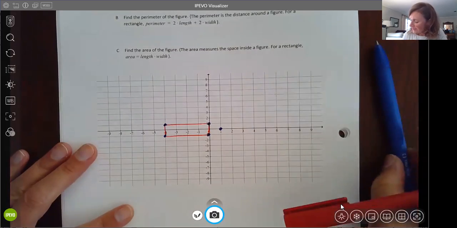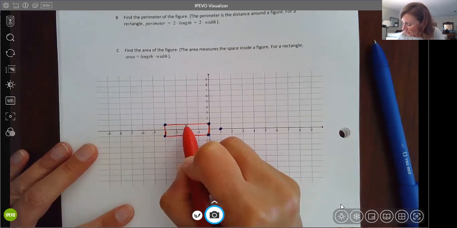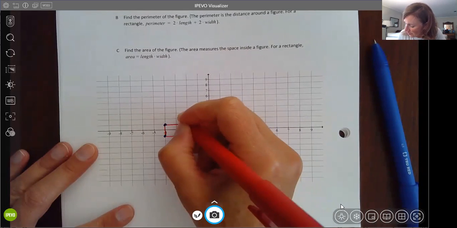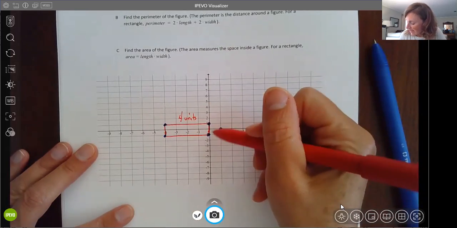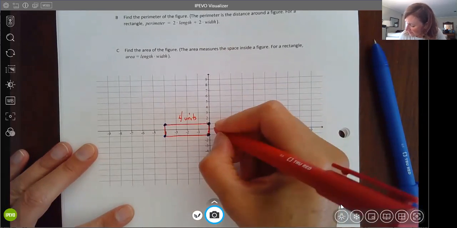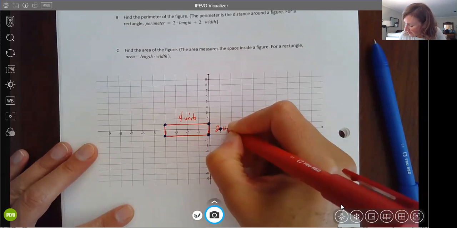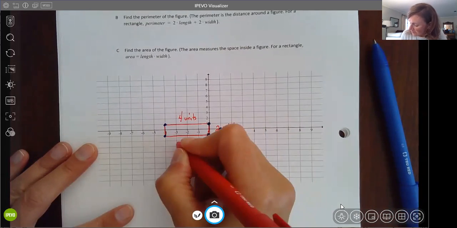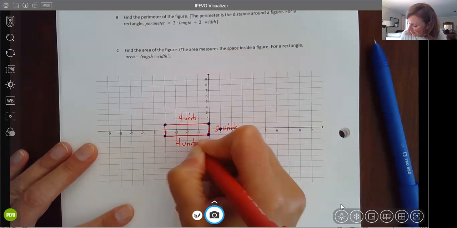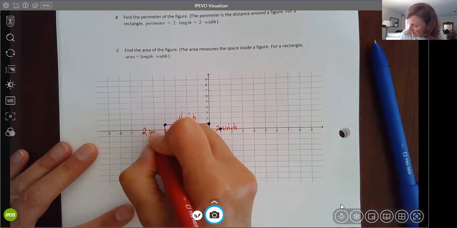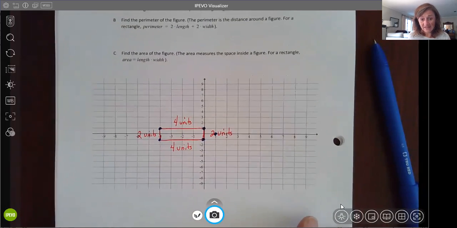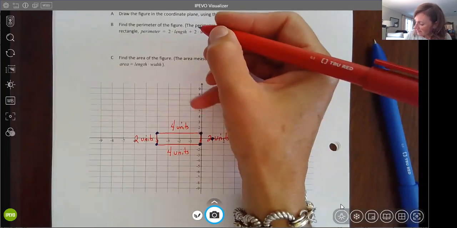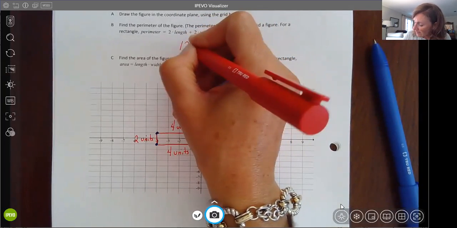Okay, so it looks like the length is 1, 2, 3, 4. So it's 4 units. And then the up and down looks like there's 2 units. So this would be 4 units, and then this would also be 2 units. So the perimeter, you add up all the lengths of the sides. If you add up the lengths of the sides, looks like you're going to get 12 units.